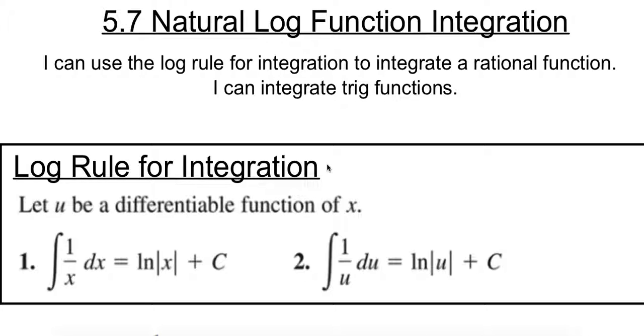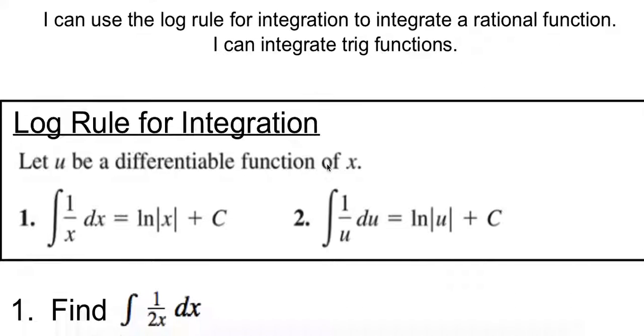We can still do the same thing if we use a u substitution. So if we do a u substitution and you wind up with 1 over u, the antiderivative is going to be the natural log of the absolute value of u plus c. So we'll just see some examples of how our natural logs and substitution can get combined.